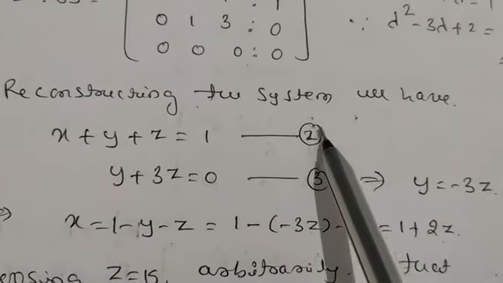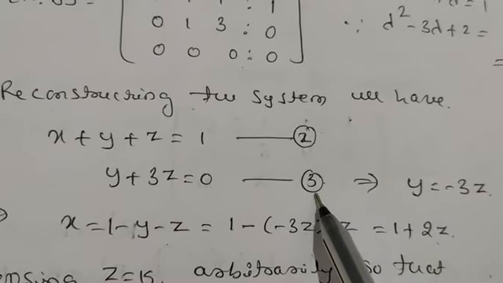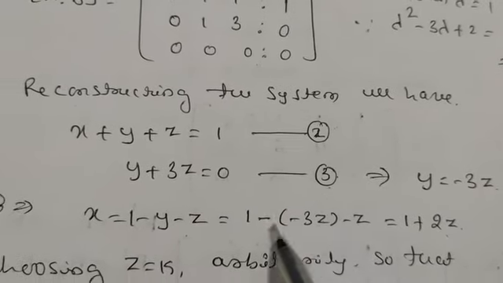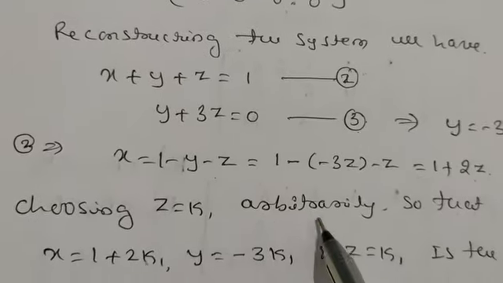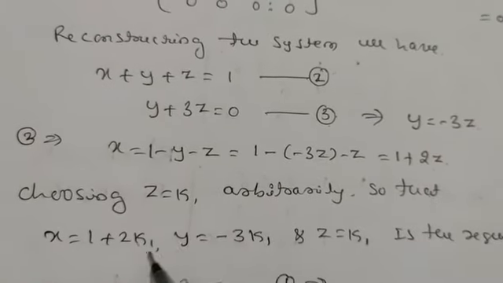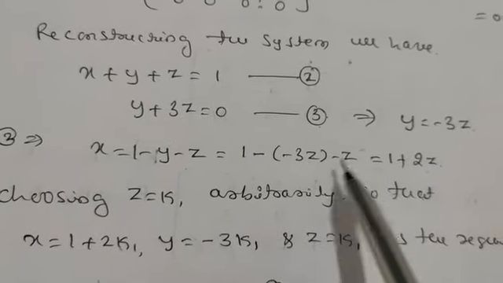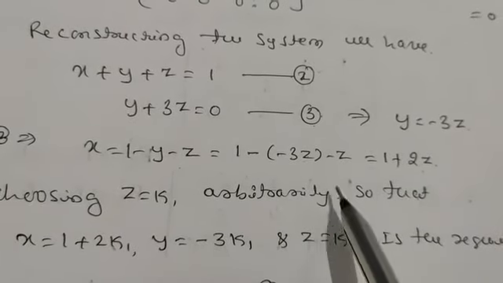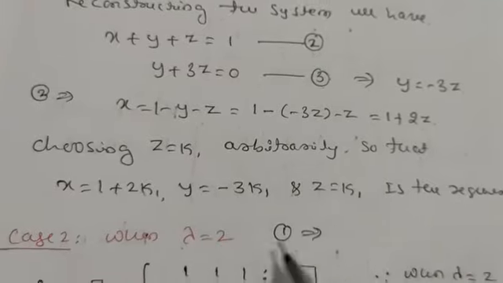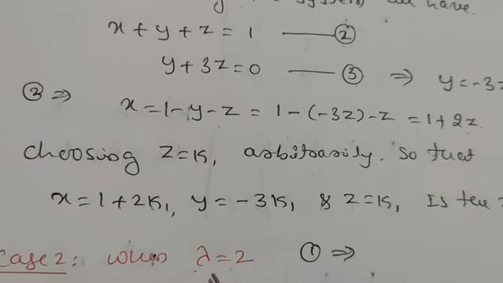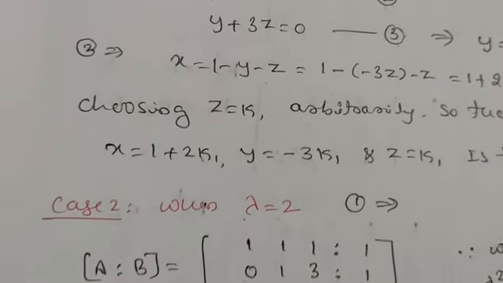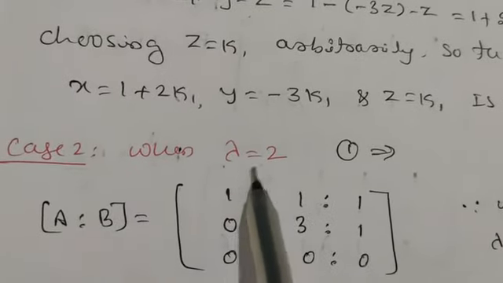Here we have only two equations in 3 unknowns, so you have to take one variable as arbitrary. So choose z equals k arbitrary, so that x equals 1 plus 2k1, y equals minus 3k1 and z equals k1 is the required solution. We have taken k1 because we have to find one more value. So next is when lambda equals 2.